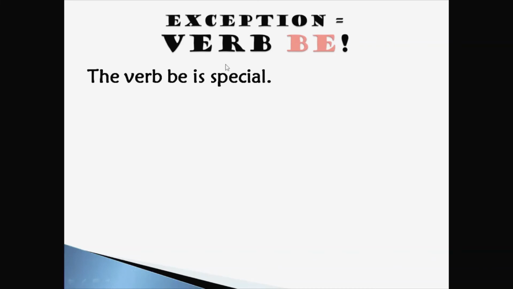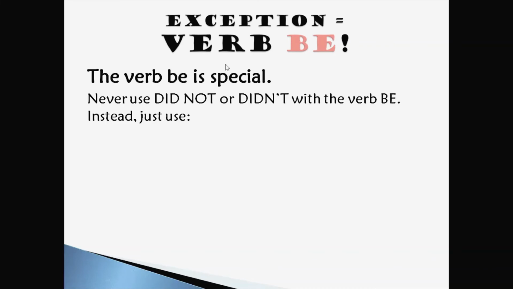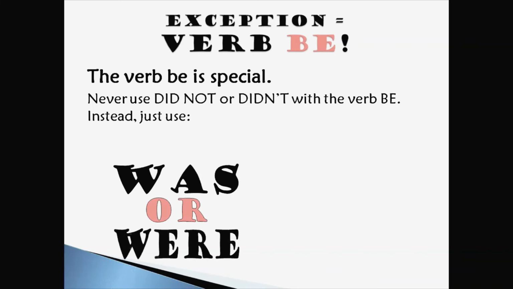Why is it special? We never use didn't before or with the verb form be. Instead, how do we use it? Just see. We use was or were, along with not. Why do we not use didn't with the verb form be? Because it is very special.